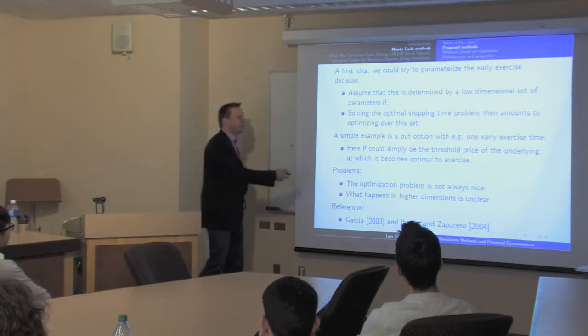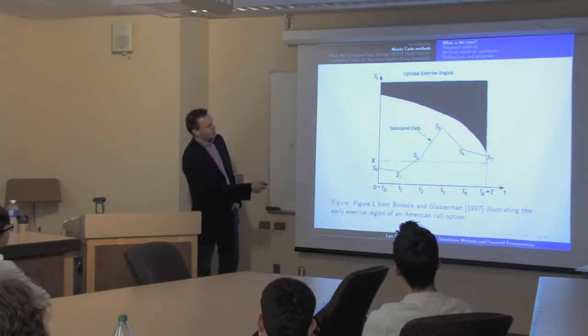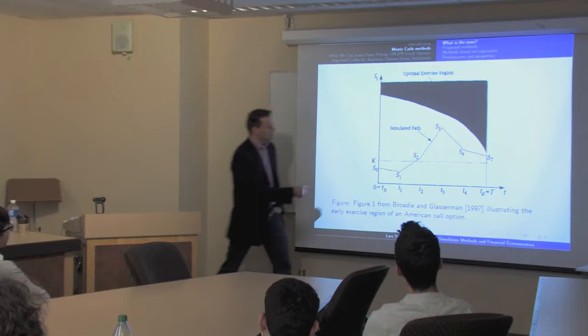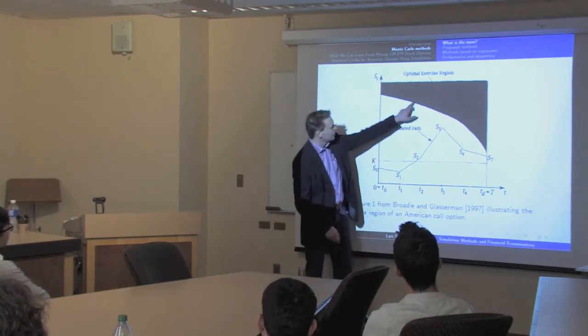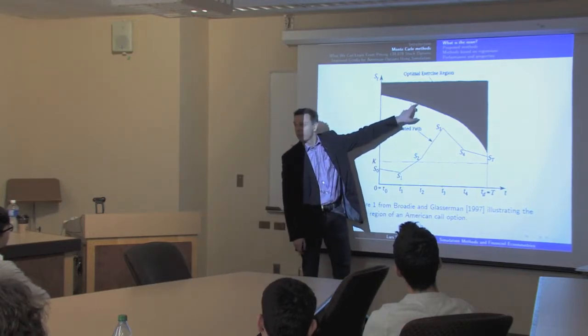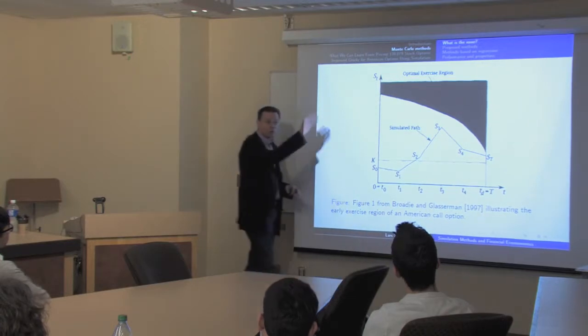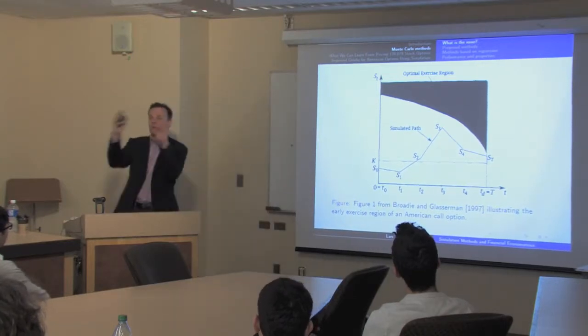It's pretty simple if I have this with only one early exercise point. Let's say at T2, one exercise point, I just need to figure out what that number here is. If I have a multitude of exercise points, I need to figure out the whole frontier.